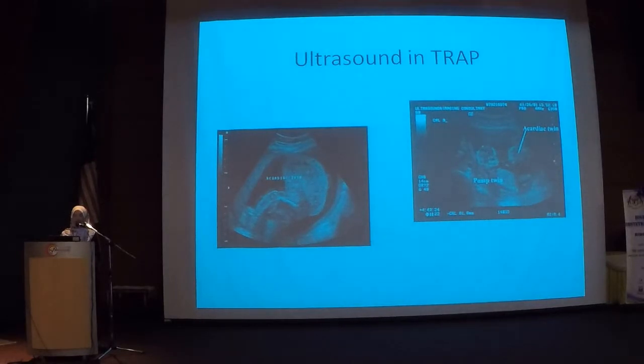So how do you diagnose it from the ultrasound? This is focusing on the acardiac twin. You can see the body, the torso, the lower limb. You try to focus on the fetal heart. There is no fetal heart activity. This is the ultrasound showing the two fetuses. This is the acardiac twin. This is the normal fetus, which is the pump twin.